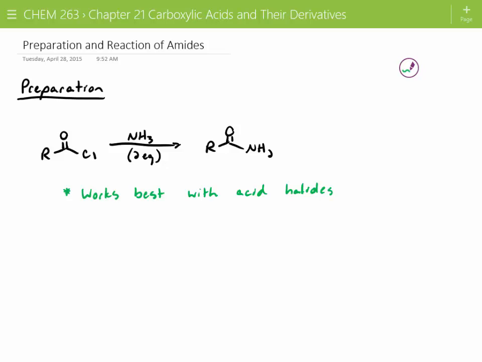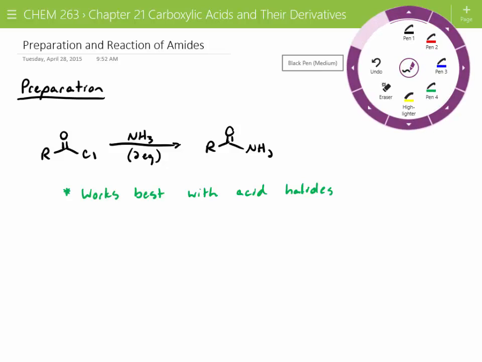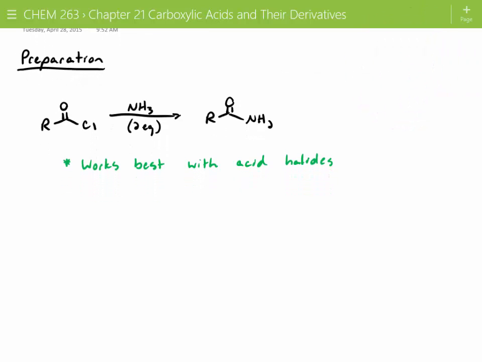Why don't we see it very often with esters? Does anybody have an idea why we normally see it with acid halides instead of esters? So in this case, chloride's a much, much better leaving group than an alkoxide, right? So acid halides are much more electrophilic. They're much better at doing nucleophilic acyl substitution than esters. So normally when we see preparation of amides, we see it with acid halides.